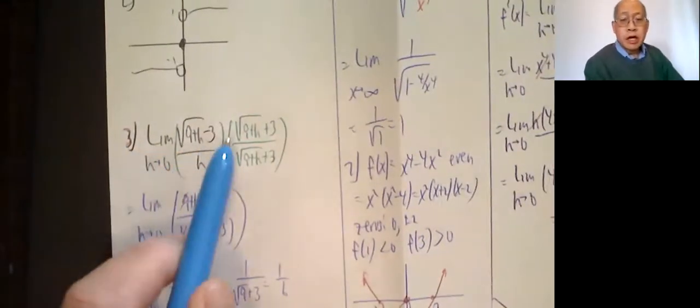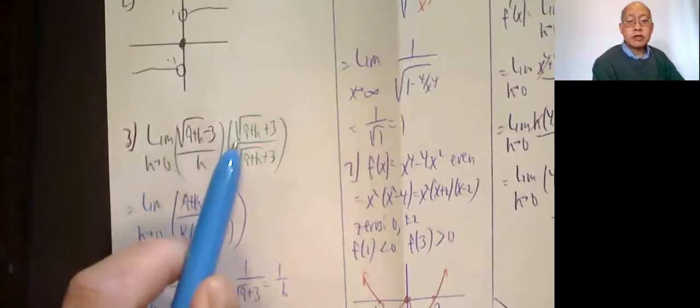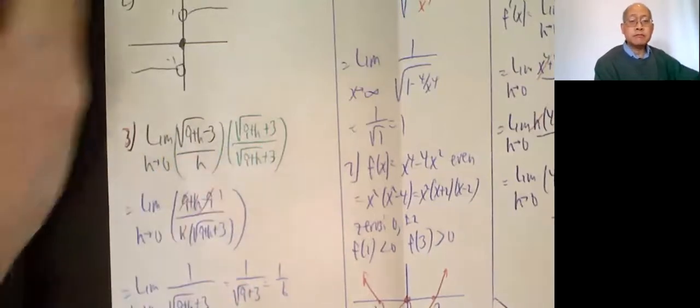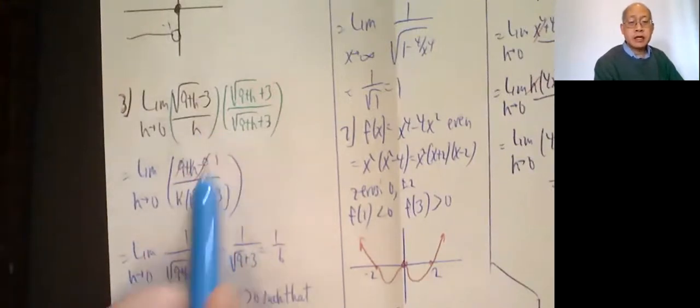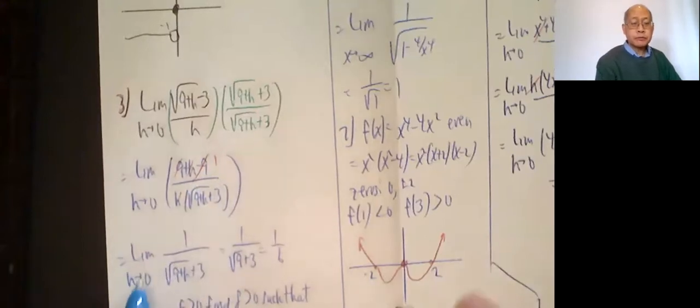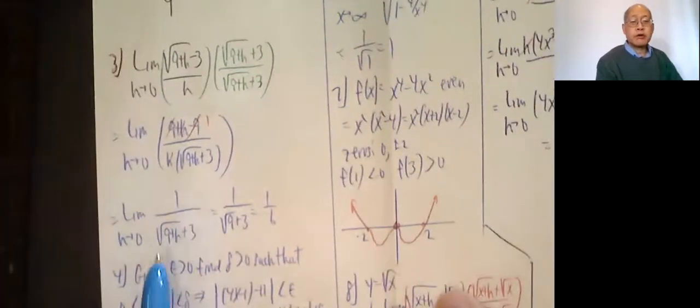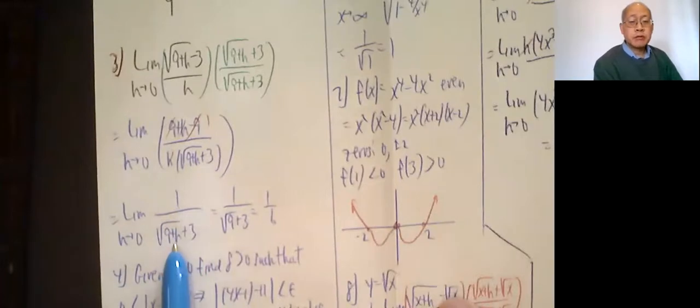Number 3, multiply by the conjugate of the numerator, radical 9 plus h plus 3, top and bottom. So on top you have 9 plus h minus 9. The 9's cancel out. The h on top cancels the h on the bottom. So the limit as h approaches 0 of 1 over radical 9 plus h plus 3. Plug in 0: 1 over radical 9 plus 3, which is 1/6.